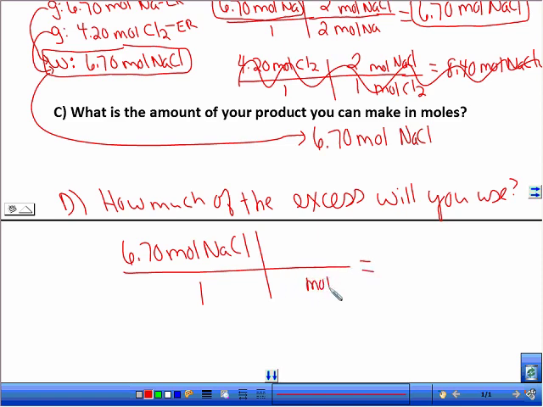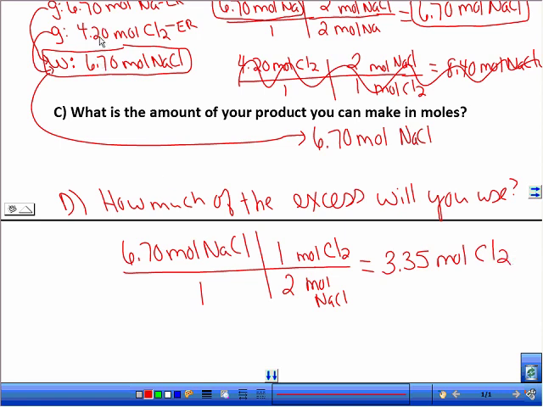In order to do that, this problem now is actually going to go to the excess reagent. And we found that to be chlorine. It's right up there. Excess reagent is chlorine. In our balanced equation, we have a 2 here and a 1 here. So this is 3.35 moles of chlorine.